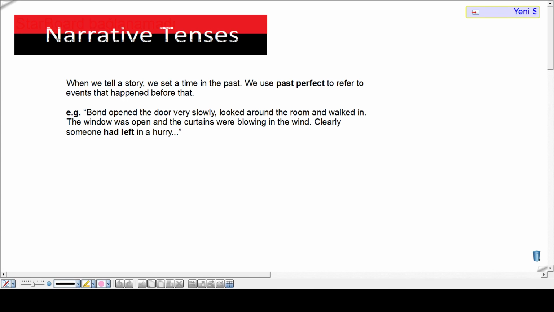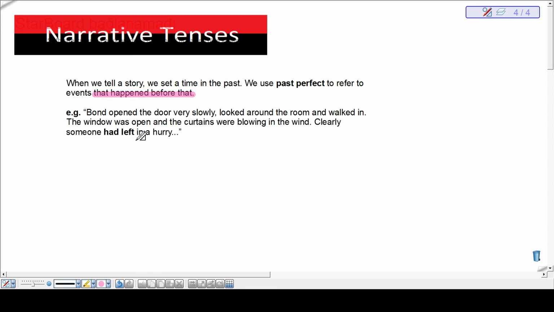So, when do we use past perfect in stories? When we tell a story, we set a time in the past, and we use past perfect to refer to events that happened before that time. Here there is a part from a story again. Let's read it. Bond opened the door very slowly, looked around the room and walked in. The window was open and the curtains were blowing in the wind. Clearly, someone had left in a hurry.